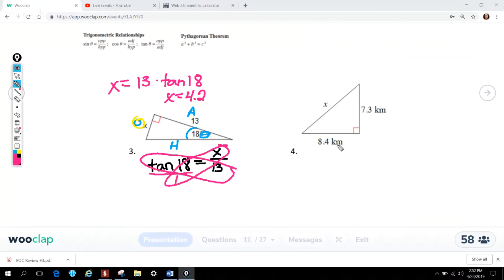Okay. This one, they don't give you any angles, but they give you two sides. What do we use when we have two sides of a right triangle and we need the third side? Yes, excellent, the Pythagorean Theorem. So that's just going to be a squared plus b squared equals c squared. Guys, you only will use trig if there is an angle involved.